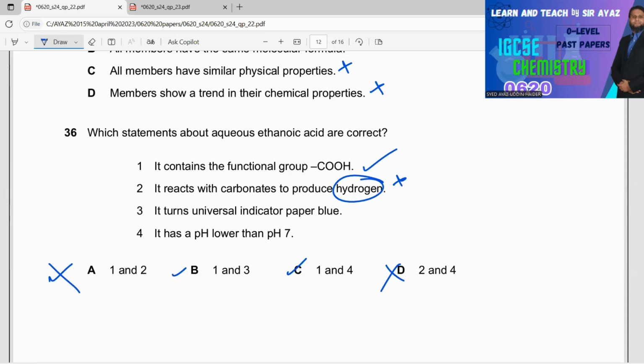3. It turns universal indicator paper blue. This is also incorrect. It does not turn universal indicator paper blue. It will turn it red. We are left with 4. It has a pH lower than pH 7. This is correct. It's an acid. Acids have pH lower than 7.